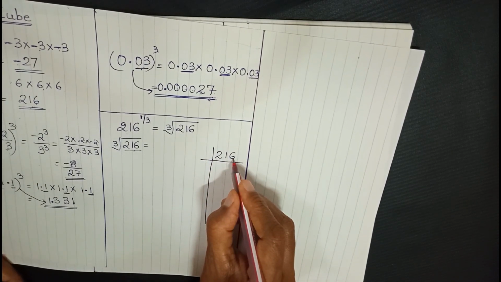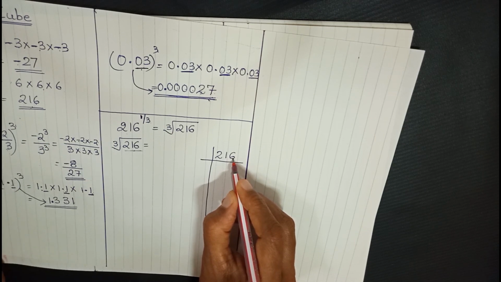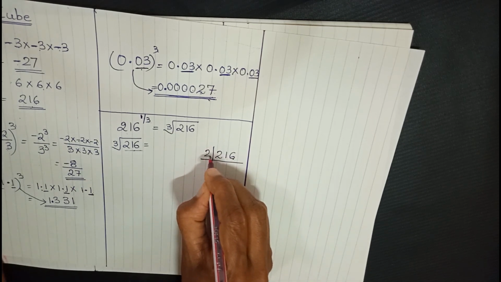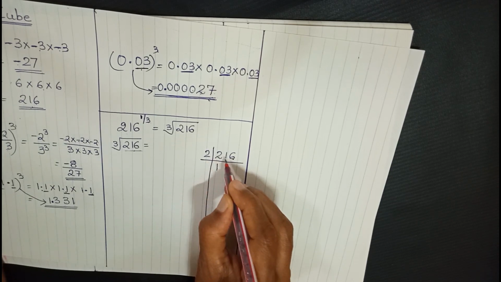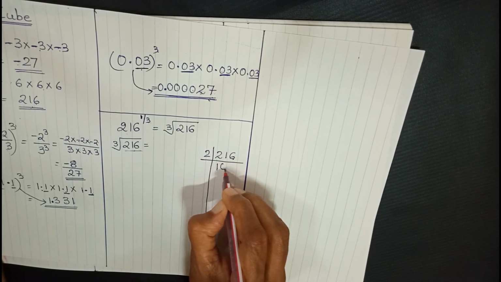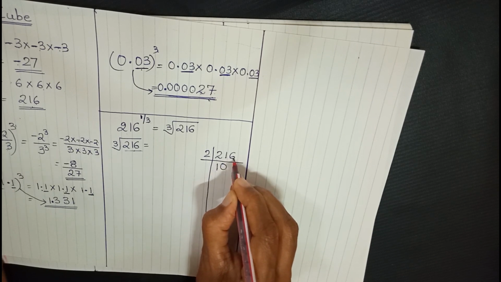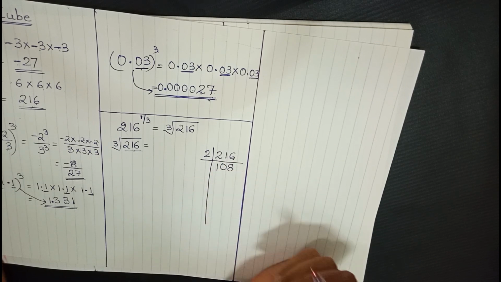Now, as you can see, the last digit is an even digit, so it will definitely be divisible by 2. So let's start. 2 ones are 2, right? Now 1 is not divisible by 2, so I put a 0. Then 16. So 2 eights are 16.